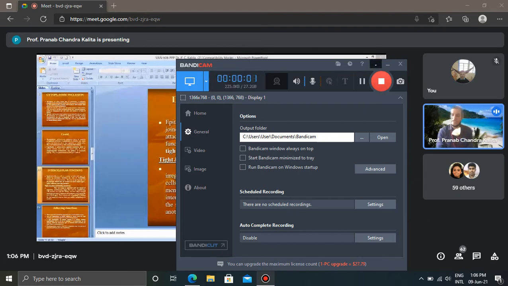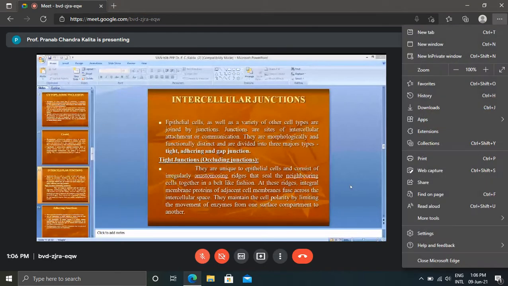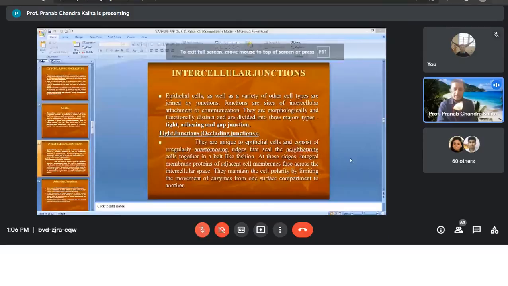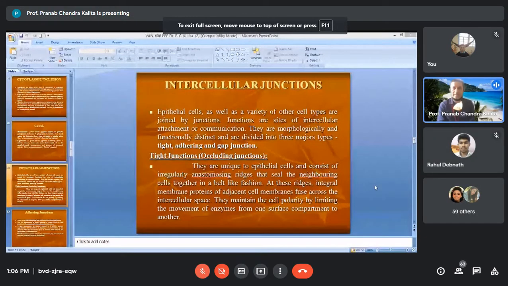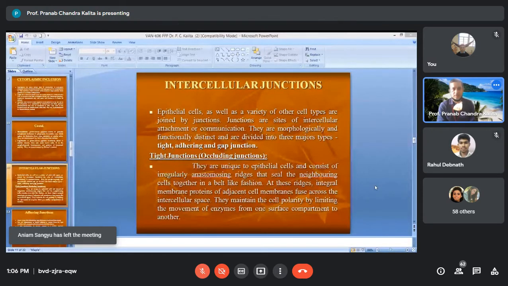Discussion is the intercellular junction. As you know, epithelial cells as well as other cells are connected to each other. They join to each other by certain junctions. So what are the junctions? They are the means of attachment between the cells, the sites of attachment or communication. Morphologically and functionally, there are three types of junction: tight junction, adhering junction, and gap junction.